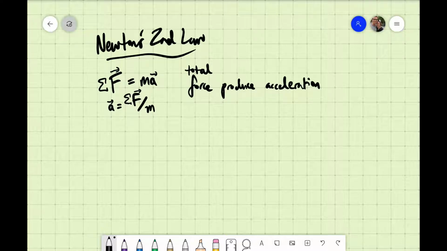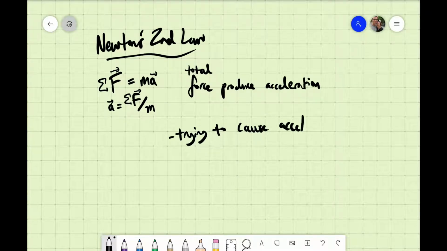Now, while it will never cease to be true that an unbalanced force will produce an acceleration, it's also true that there's other stuff going on as well. Most forces, at most times, are actually doing two things. First of all, they're trying to cause accelerations. And I say they are trying because they often get cancelled out by other forces. They kind of fight back, and then you don't get an acceleration in the end.